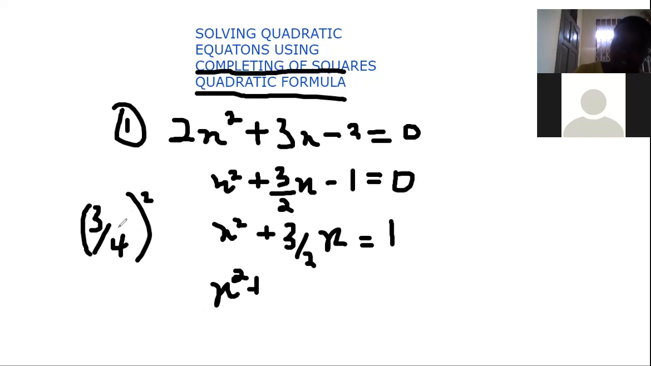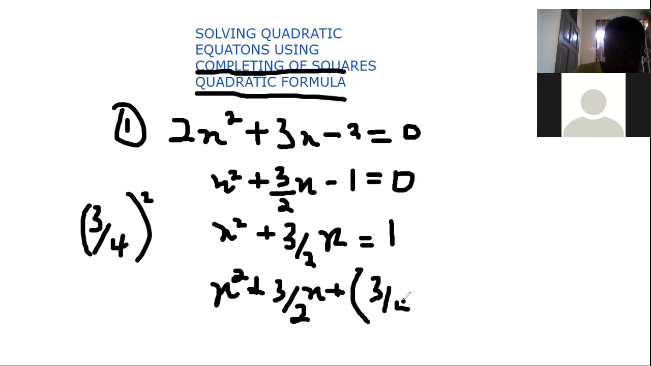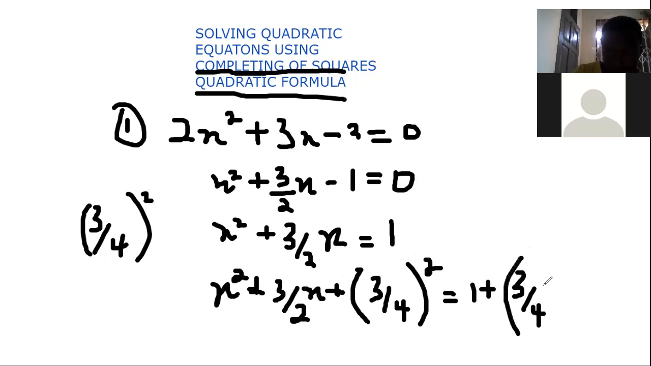So we are going to add to both sides. Unlike the first one, where we say add and subtract, here we are going to add to both sides because we're already taking this side here. So we are going to get x squared plus 3 all over 2 x plus 3 all over 4 squared is equal to 1 plus 3 all over 4 squared.